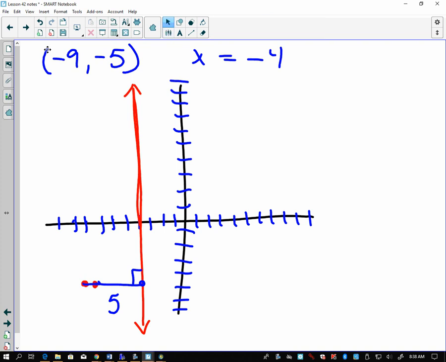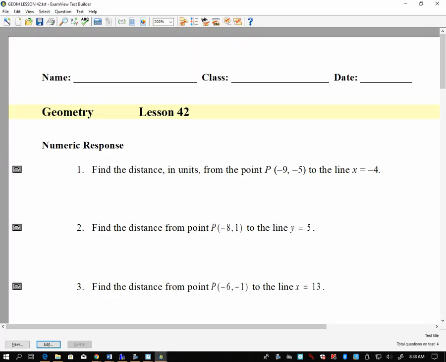Now the same thing is true of horizontal lines. Okay, let's go back. Notice this next one. We want to know the distance from negative 8, 1 to the line y equals 5. Well, y equals 5 is a horizontal line. What kind of line is perpendicular to it? A vertical line. So all I'm looking for is the difference between 1 and 5. What's the difference between 1 and 5? 4. So the distance is 4.